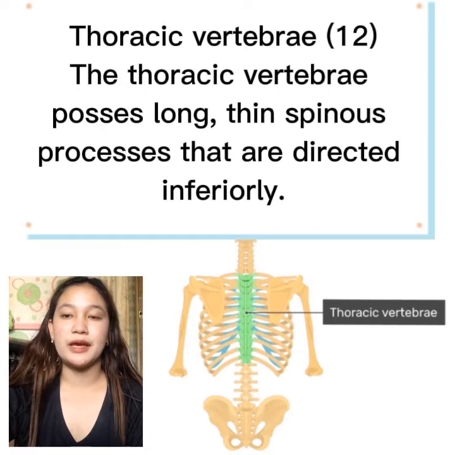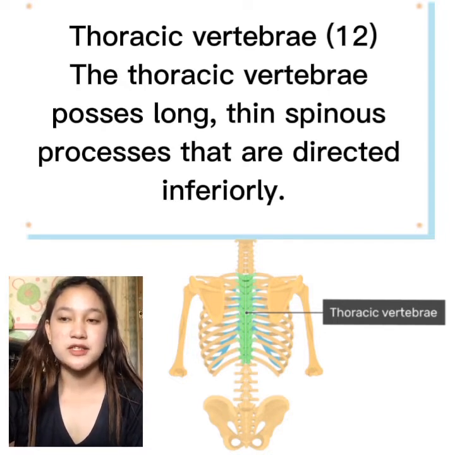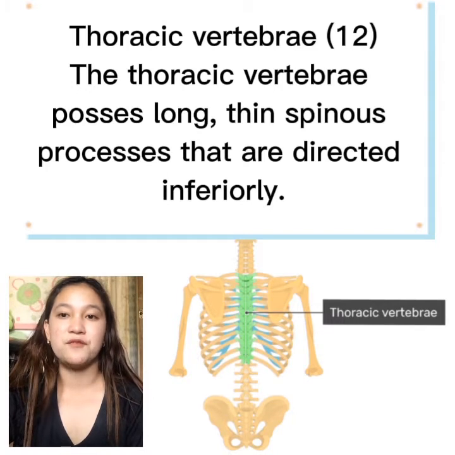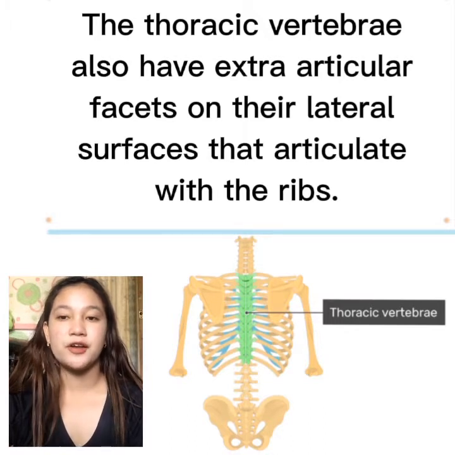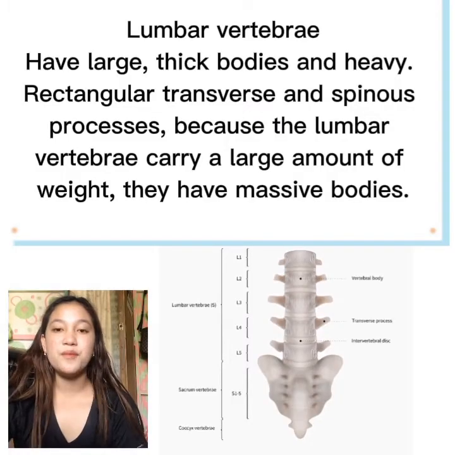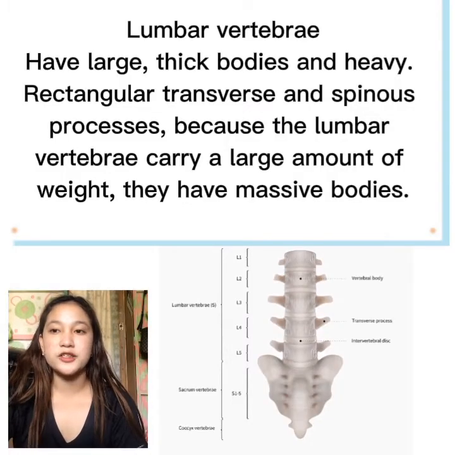Thoracic vertebrae. The thoracic vertebrae possess long, thin spinous processes that are directed inferiorly. The thoracic vertebrae also have extra articular facets on their lateral surface that articulate with the ribs. Lumbar vertebrae have large, thick bodies and heavy rectangular transverse and spinous processes. Because the lumbar vertebrae carry a large amount of weight, they have massive bodies.